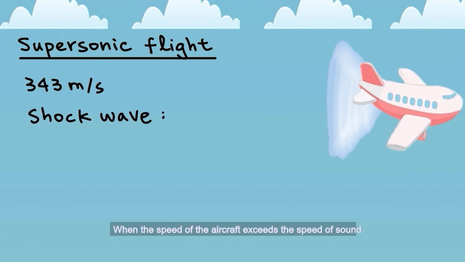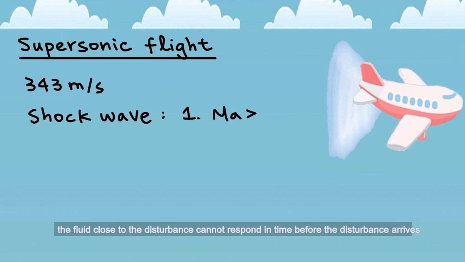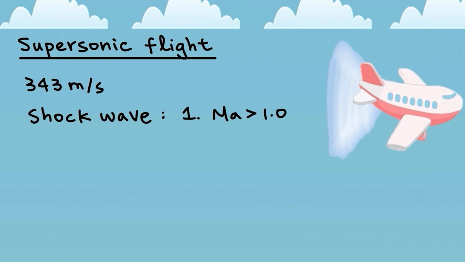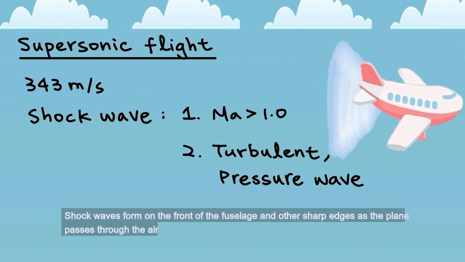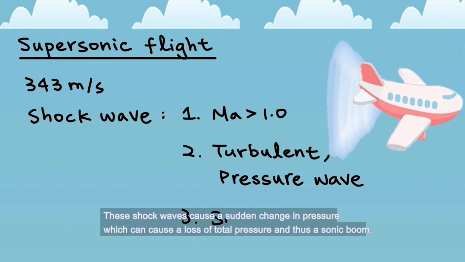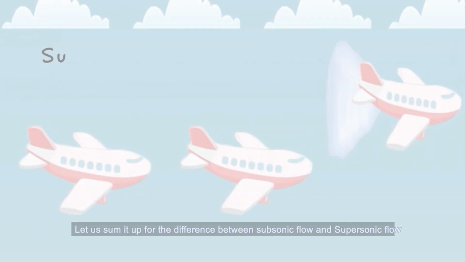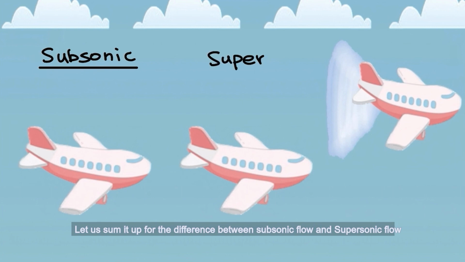The shock wave. When the speed of the aircraft exceeds the speed of sound, the fluid close to the disturbance cannot respond in time before the disturbance arrives, and shock waves will be formed. Shock waves are a form of turbulent propagation and are also pressure waves that arise in the fluid surrounding an aircraft. Shock waves form on the front of the fuselage and other sharp edges as the plane passes through the air. These shock waves cause a sudden change in pressure, which can cause a loss of total pressure and thus a sonic boom.